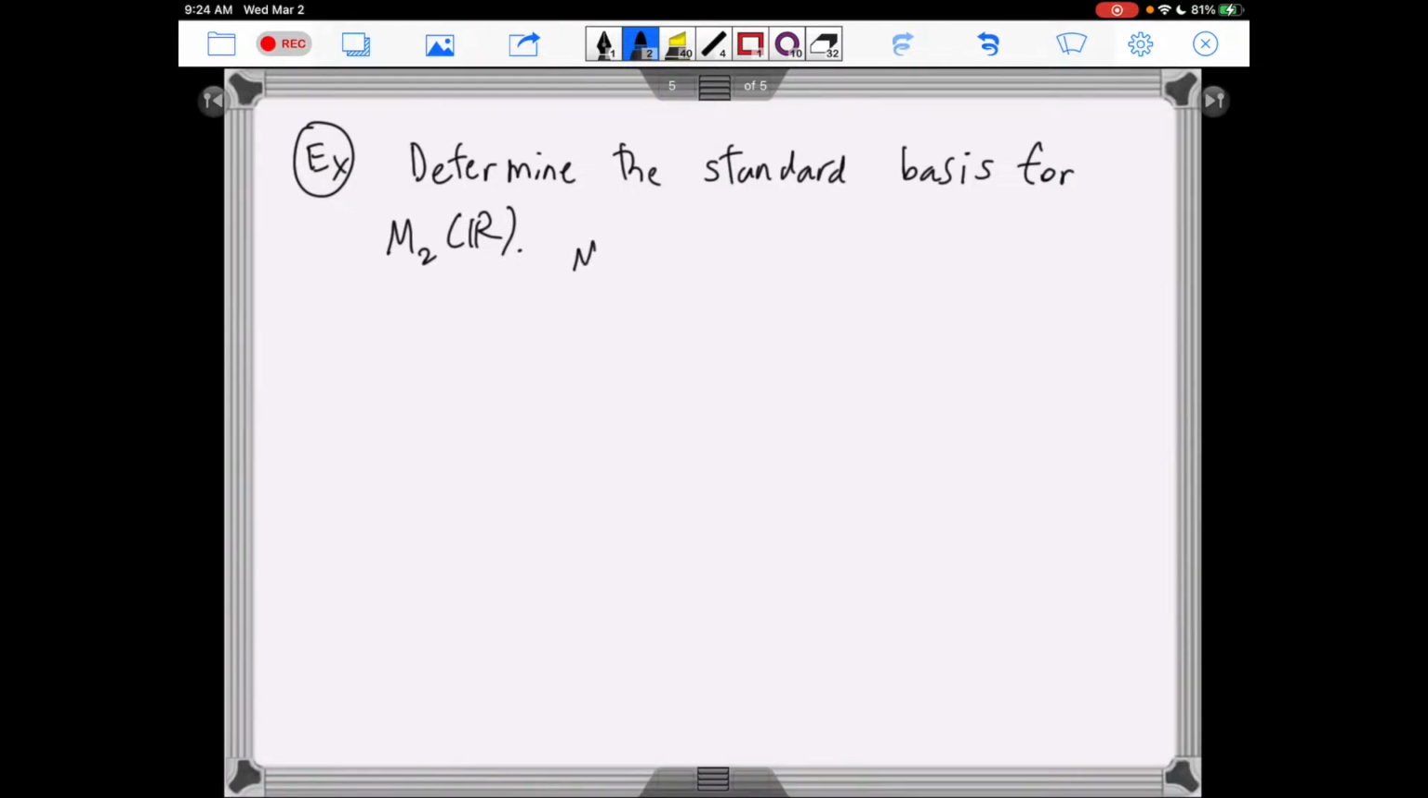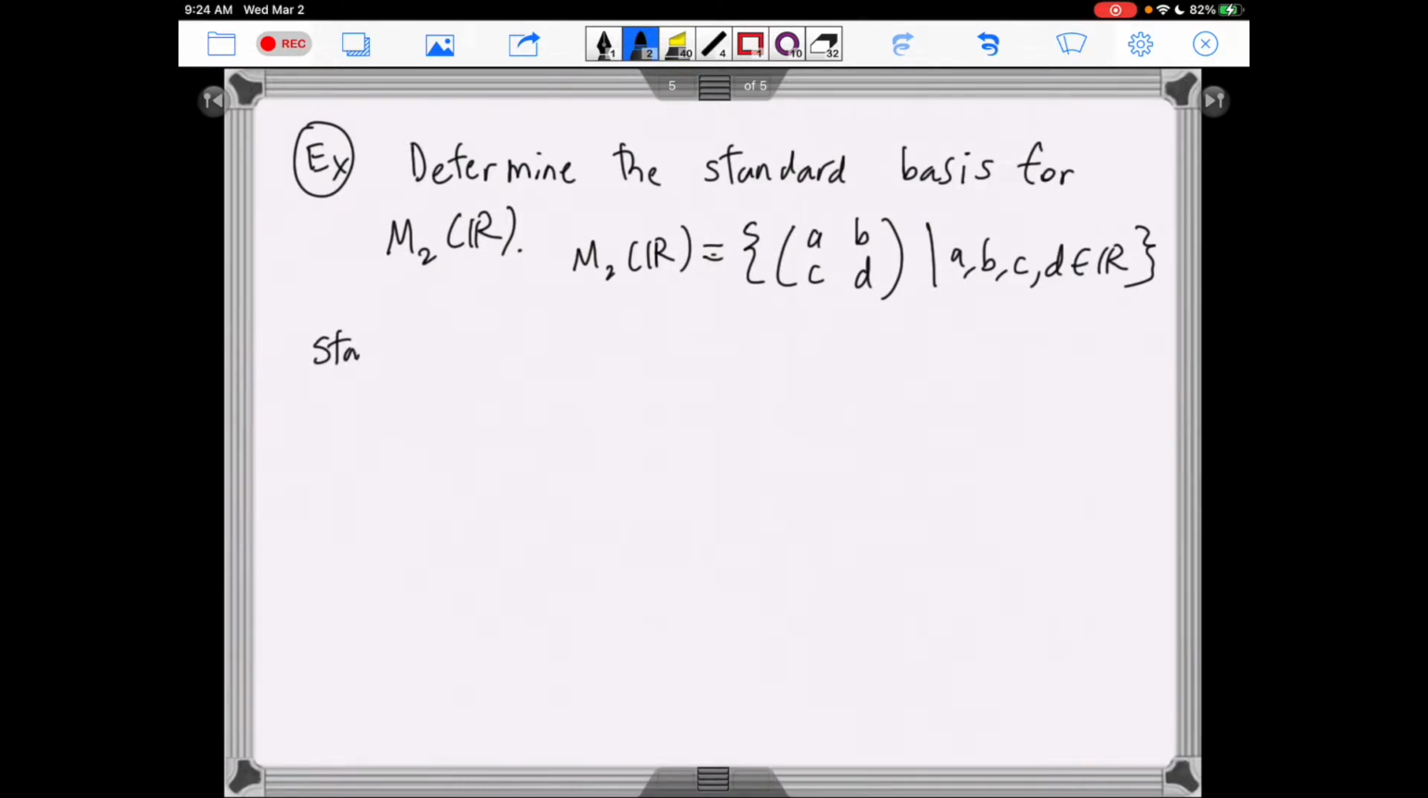So M2(R), if we were to write it in set notation, would be the set of all matrices that look like this, (a, b; c, d), where a, b, c, d are all real numbers, right? Now you'll notice that there are no constraints here as to what a, b, c, and d can be other than real numbers. And so we can write out the standard basis.